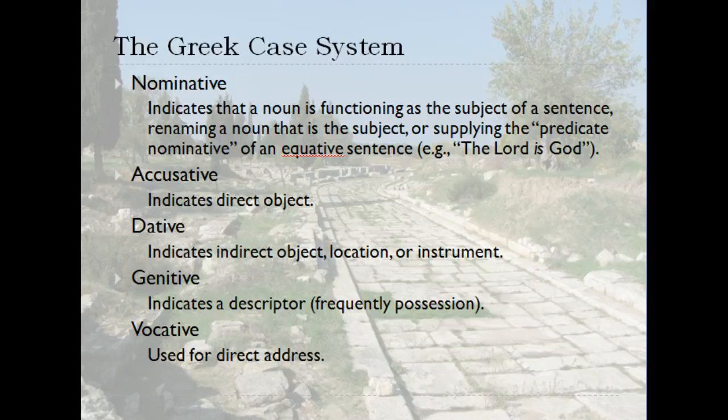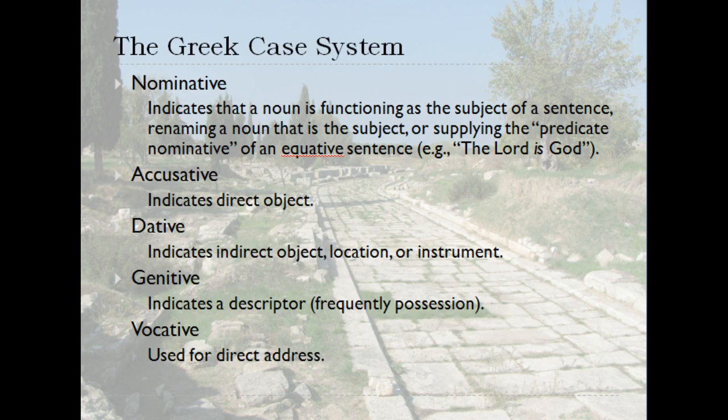The nominative case is the case of naming. It is the basic noun case, as it were. Nouns name things. In the nominative case, a word is simply naming something. When we find that a noun is in the nominative case, and we find that by looking at its ending, then we know that that noun will be functioning either as the subject of the sentence, or it will be a word that renames the subject of the sentence, or it will supply the predicate nominative in a sentence where the main verb is something like is, or the equivalent.